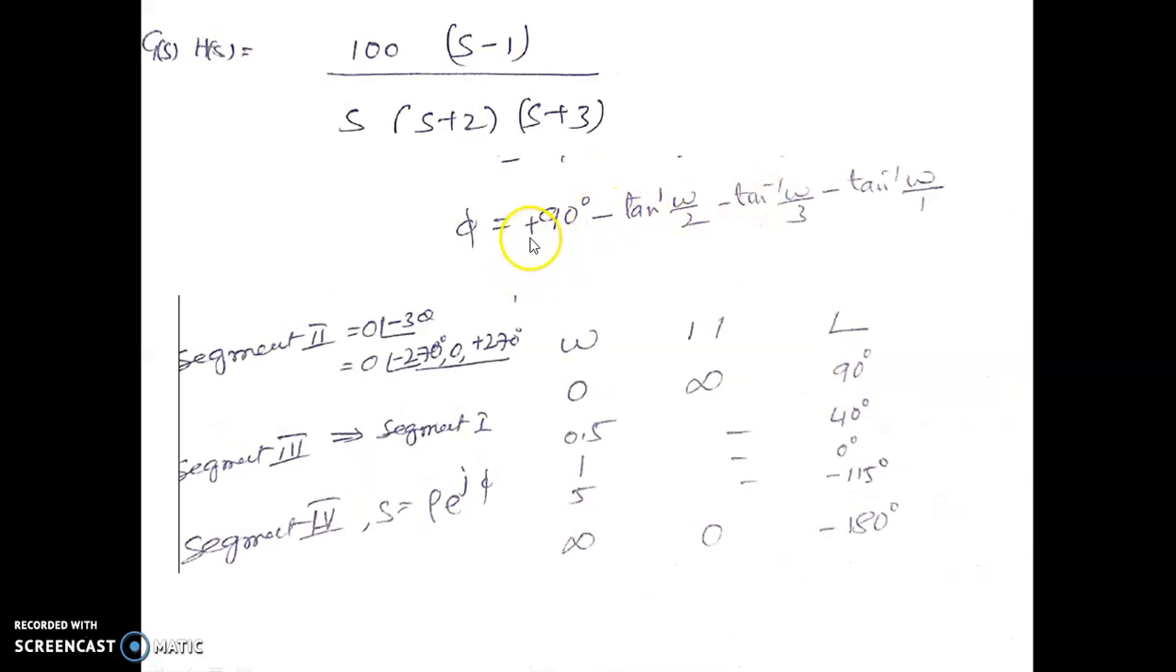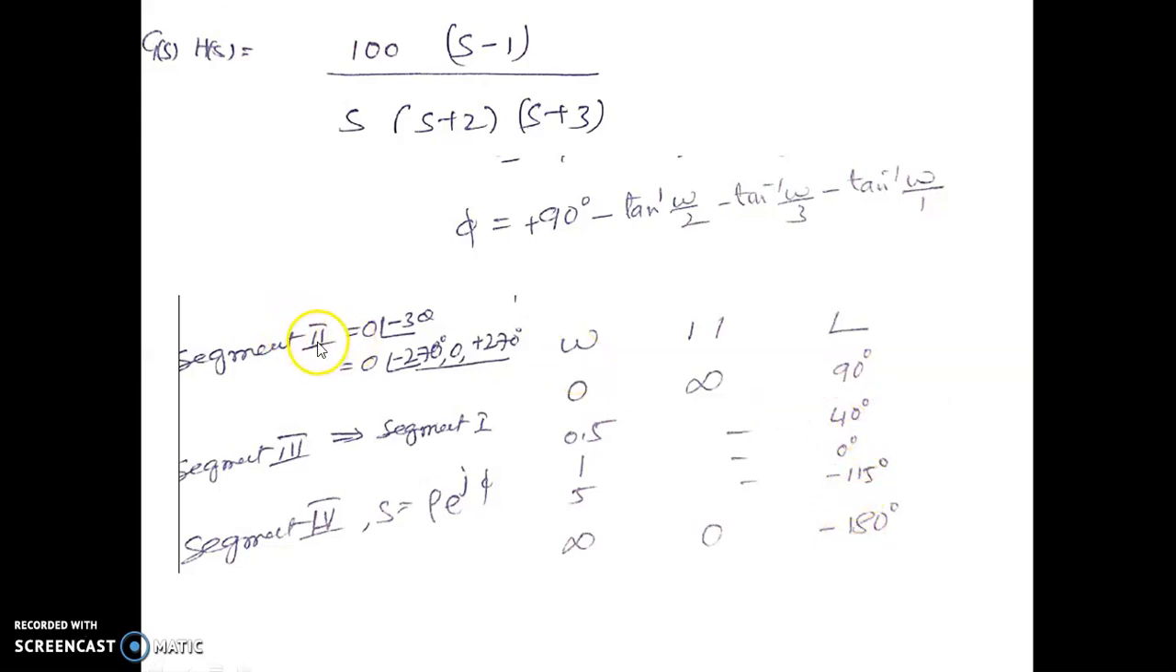You can see that as the value of omega changes from 0 to infinity, the magnitude is infinity when omega is 0, and when the omega value is infinite, the magnitude becomes 0. Similarly, the phase varies from plus 90 degree till minus 180 degree. So this is how the phase is varying.